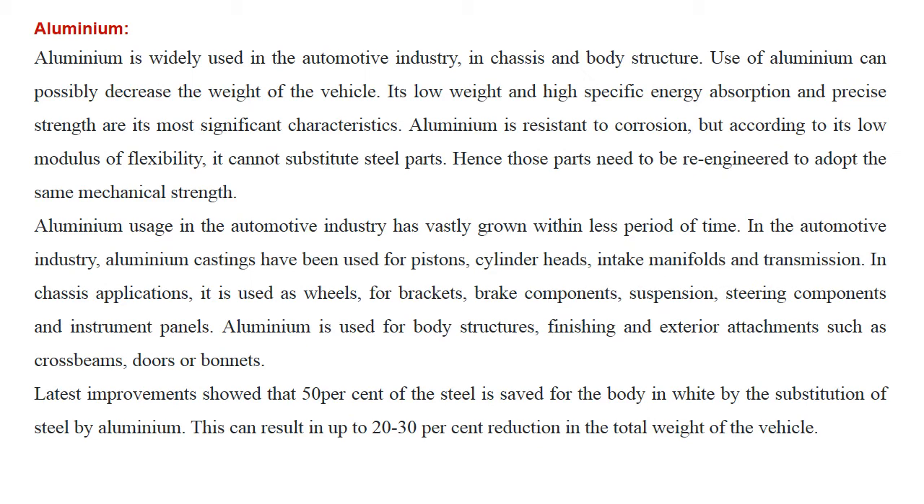Aluminum usage in the automotive industry has vastly grown within less period of time. In the automotive industry, aluminum castings have been used for pistons, cylinder heads, intake manifolds, and transmission system. In chassis applications, it is used as wheels for brackets, brake component, suspension system, steering components, instrument panels. Aluminum is used for body structure, finishing, and exterior attachments such as cross beams, doors, or bonnets.